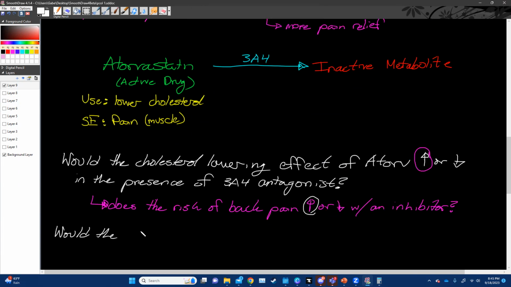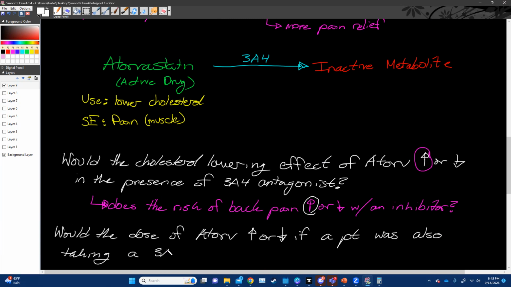Would the dose of atorvastatin increase or decrease if a patient was also taking a 3A4 inducer? So an enzyme inducer increases the action of that enzyme. So it speeds it up, makes it more effective. So would the dose of atorvastatin increase or decrease if a patient was taking a 3A4 inducer?